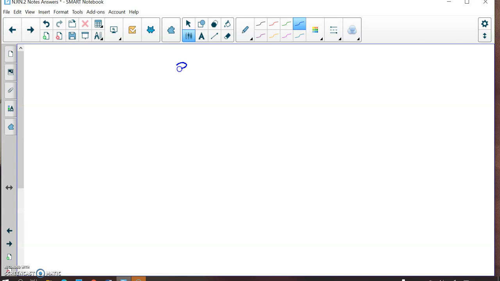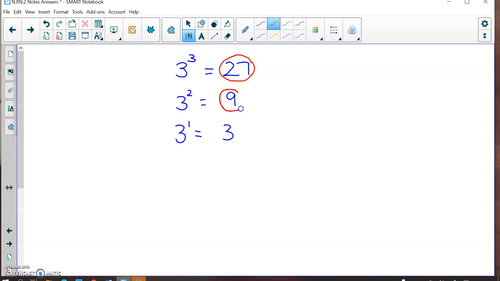So for example, if I wanted to do 3 to the 3rd power, that is 27. That's 3 times 3 times 3. Then if I wanted to do 3 squared, that's 3 times 3, which is 9. And if I wanted to do 3 to the 1st power, that is 3. Now I'm going to show you what is happening between your finalized answers here.